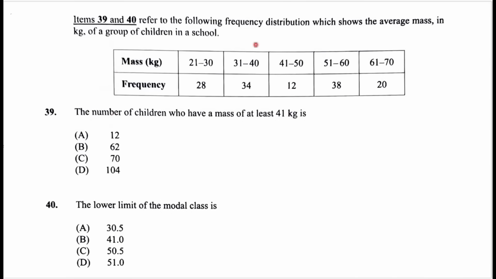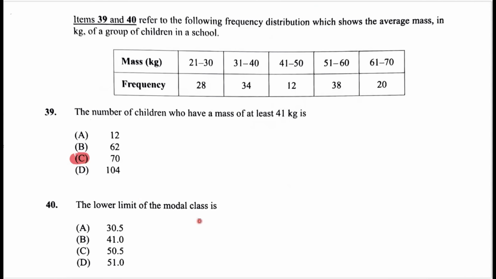39, 40, for frequency distribution. So average mass in kg of a group of children in a school. The number of children who have a mass of at least 41 kg is? Mass of at least 41 kg, the number of children will be what? 12, add 38, that will be 50, add 20, get you 70. All right, so 70 children.